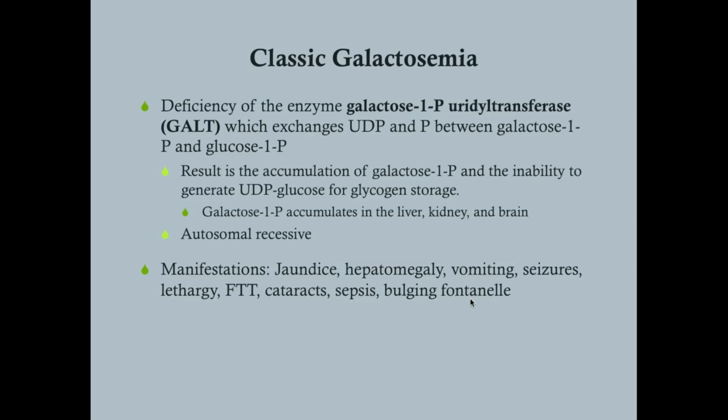And bulging fontanelle, that has to do with the fact that this galactose 1-phosphate is accumulating in the brain, drawing fluid in, and it causes them to have cerebral edema. Okay, so you can see, just by knowing the mechanism that you have galactose 1-phosphate accumulating in liver, kidney, and brain, you can see how all of these things kind of fit together.